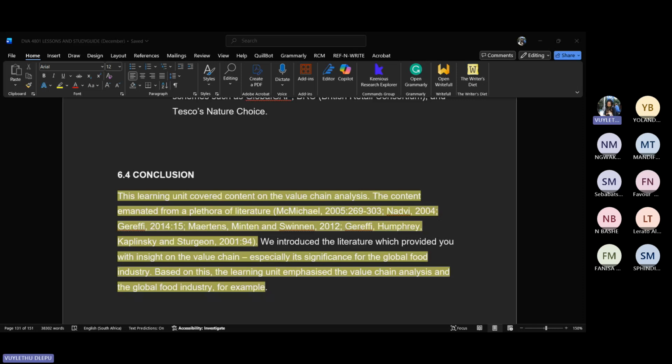I'm just scrolling down to find if we have any assignment. Does anybody have any assignment to do with global value chains? Assessment 2 had to do with global political economy. Assessment 3.